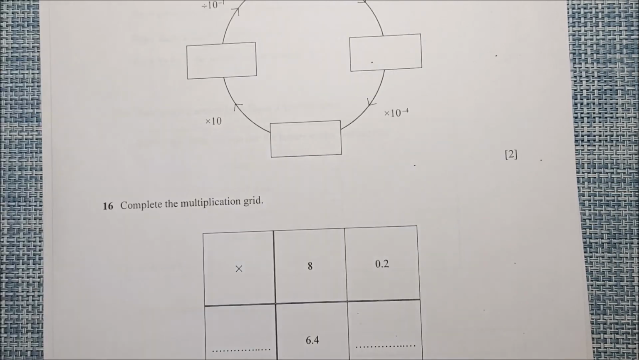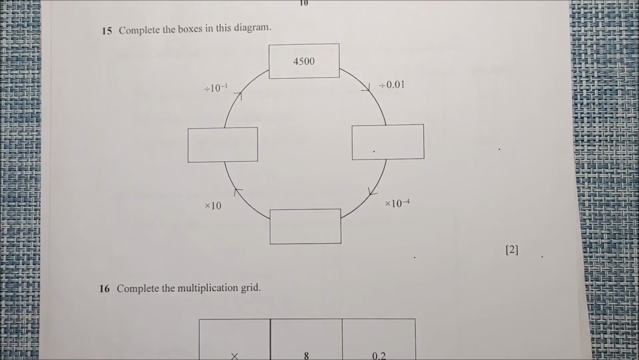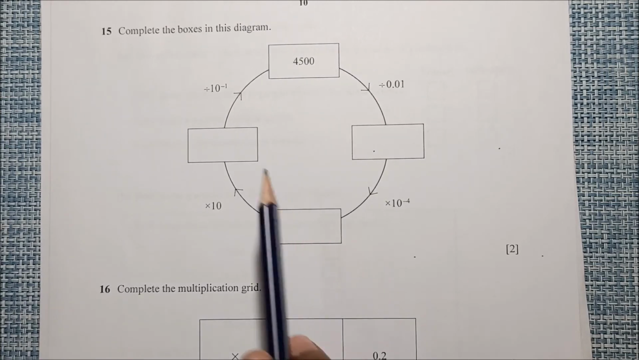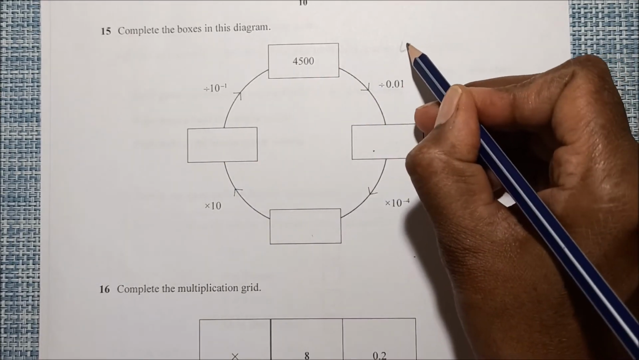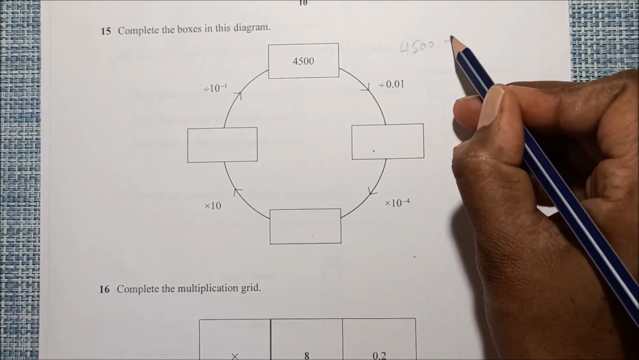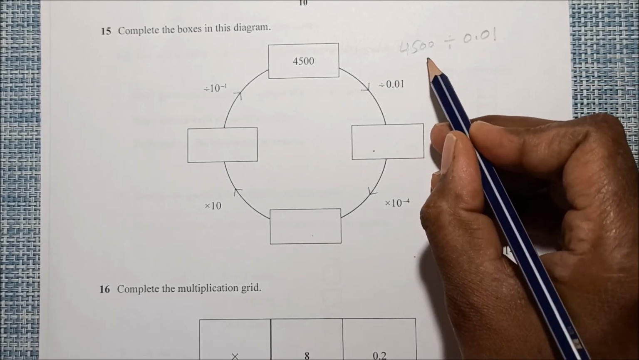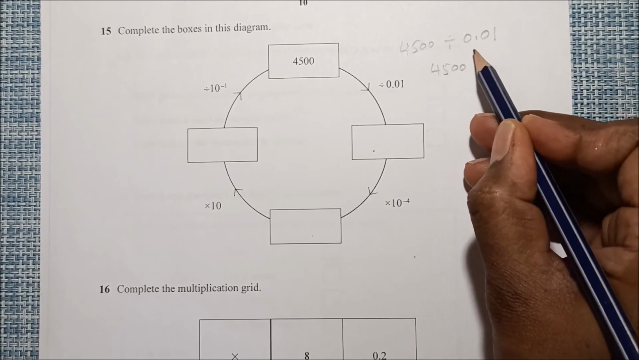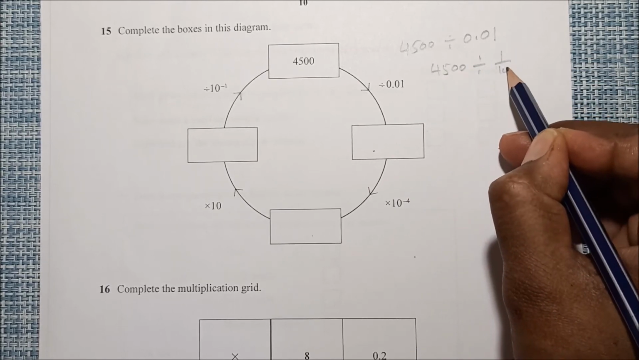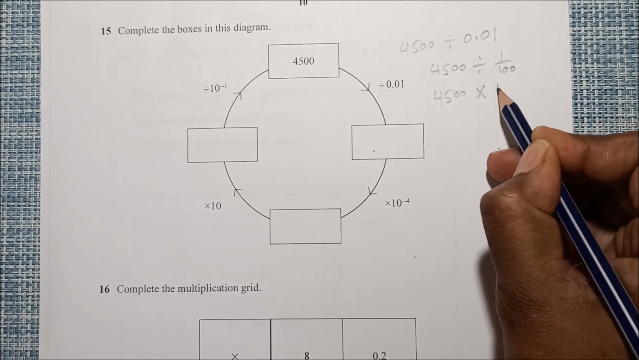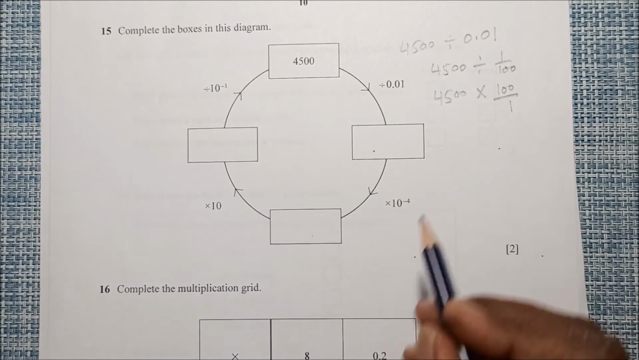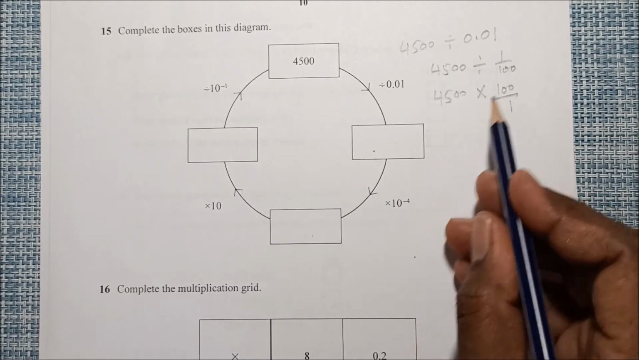Let's see next question, number 15. Complete the box in the diagram. We have empty boxes here. We are given some operations. So 4500 divided by 0.01. So 4500. So division, we can write it down as 100. So 4500 times, this will become 100 over 1. So our answer is 4500 times 100.